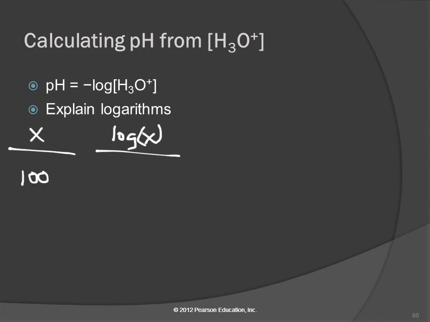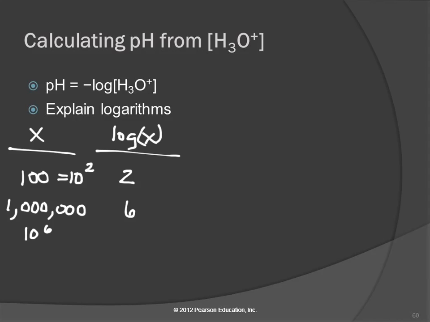2. Well, does that make sense? Is 100 10 to the second power? Yeah, it is. If we express it that way, 100 is 10 to the 2. How about a million? 6. Because a million is 10 to the 6. So the log of it is 6.